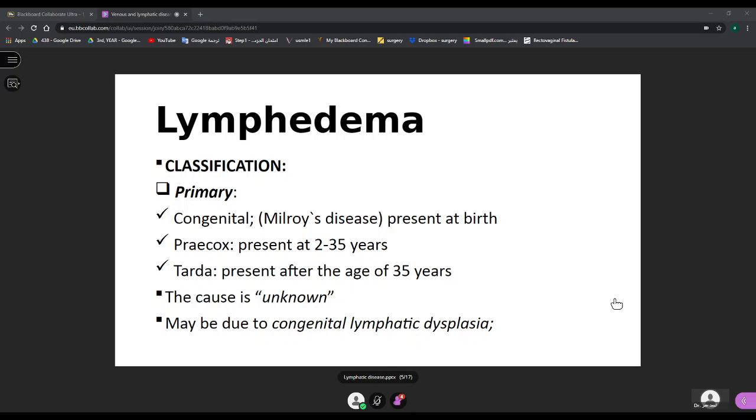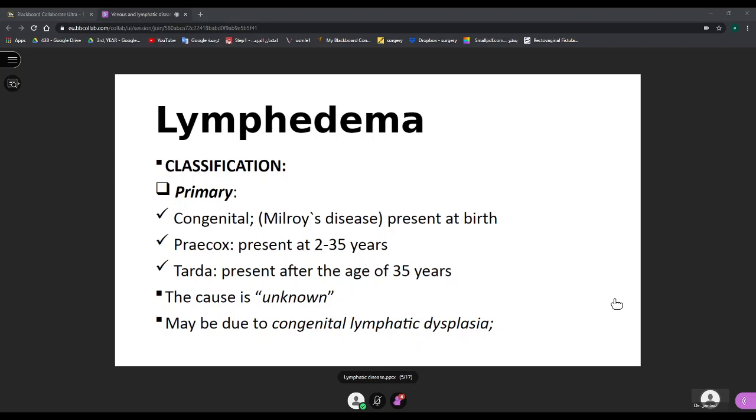The second type is known as lymphedema praecox. This is more common in females than in males, in contrast to Milroy's disease. It usually presents around the age of menstruation, pregnancy and childbirth. So usually after the age of 2 years and up to 35 years of age is the classical age in which you can get lymphedema praecox, more common in females than in males.